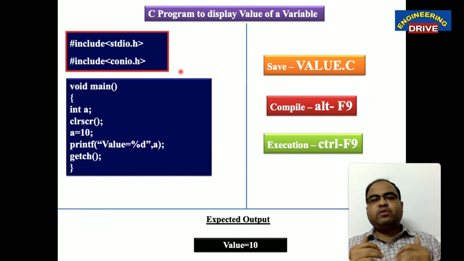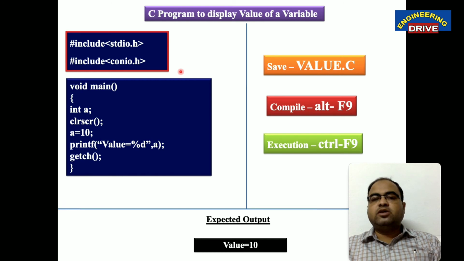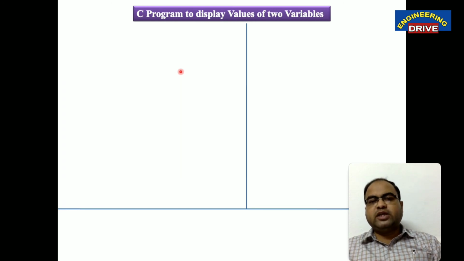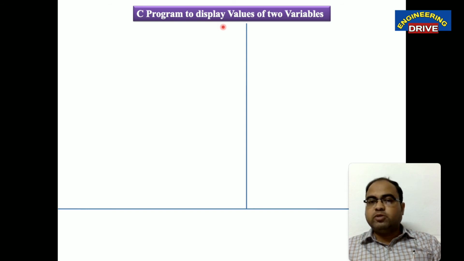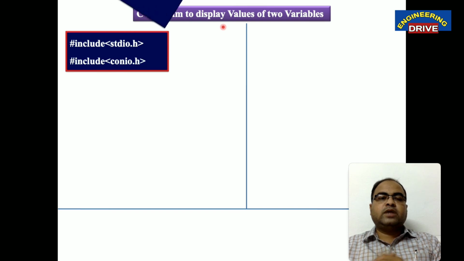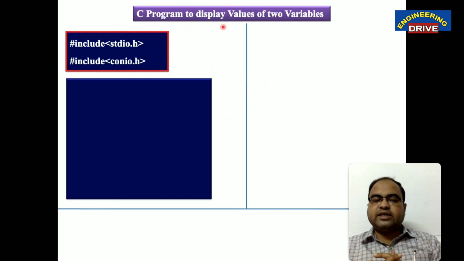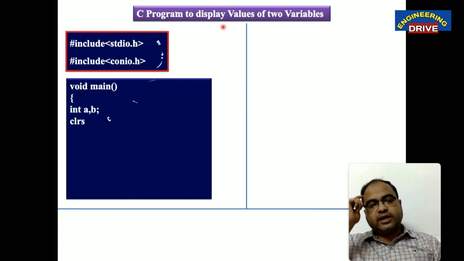Sir, can we display values of multiple variables also, like 2 variables? Yes. There is one more program I am going to show you to display values of 2 variables. Same as for the previous program, I will make use of these 2 header files, stdio.h and conio.h, and then I am going to start the program. In this program, the new thing is that I will take 2 variables belonging to the int data type.